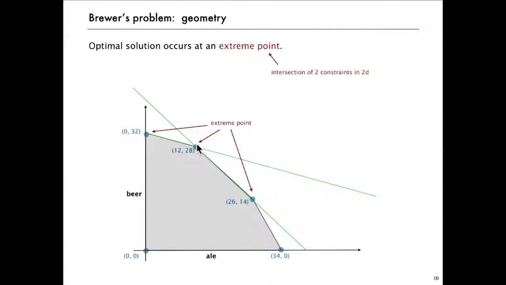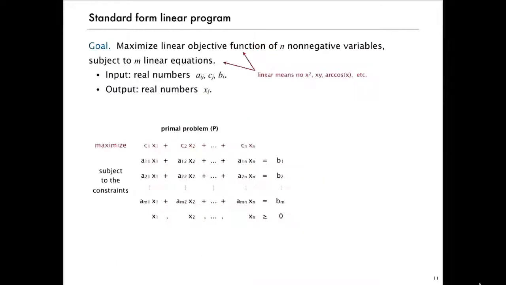In this case, when we have two variables, it's where two constraints intersect. So that's already a huge improvement in terms of solving the problem, rather than having to consider this infinite number of points that describe the amount of ale and the amount of beer that we might make. We only have to consider this finite set of points, which are the extreme points in the feasible region. And one of those is going to be our optimal.